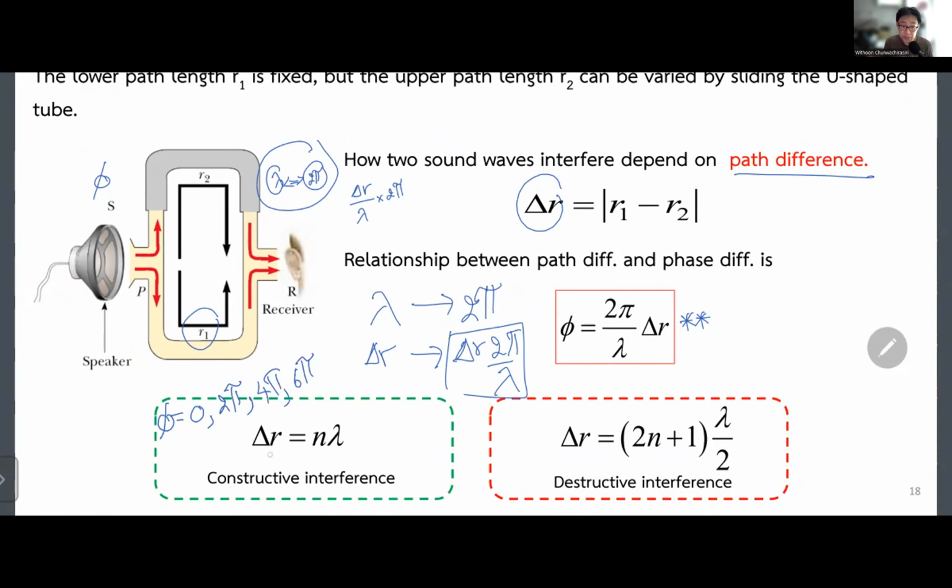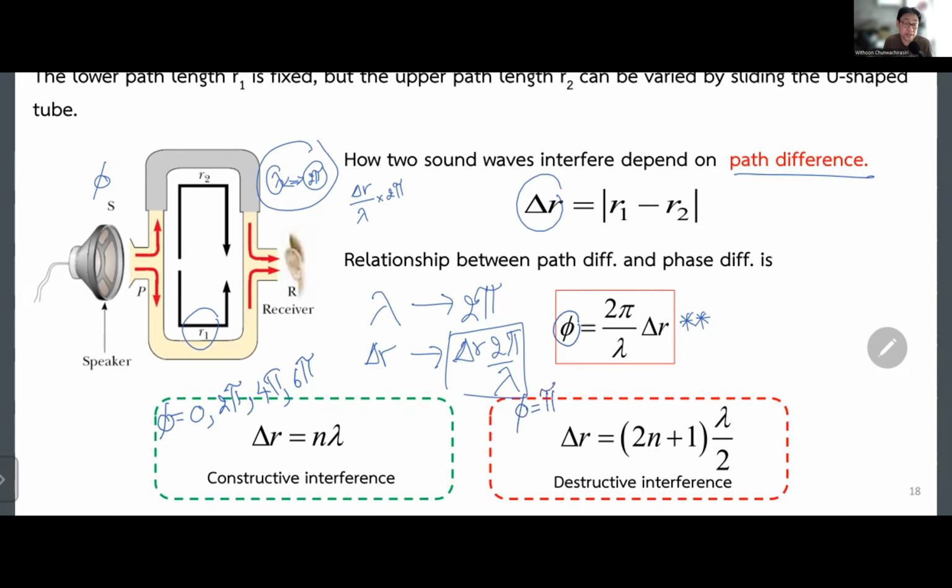But if you want to speak in terms of delta r, you just take the phi, plug it in here, and convert into delta r. So what you have over here is that every time delta r is a multiple of the wavelength, you're going to get a multiple of 2 pi, and you're going to get constructive interference. Okay. Simple. On the other hand, if you want destructive interference, you need the phi to be pi.